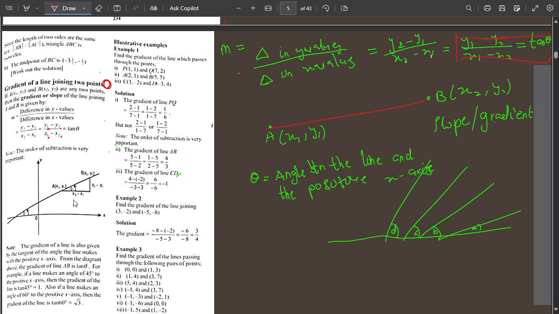And then also, the angle here, we've explained that the gradient of the line is also given by the angle that line makes with the positive x-axis. That's what I explained earlier. From the diagram above, the gradient of line AB is tan theta.